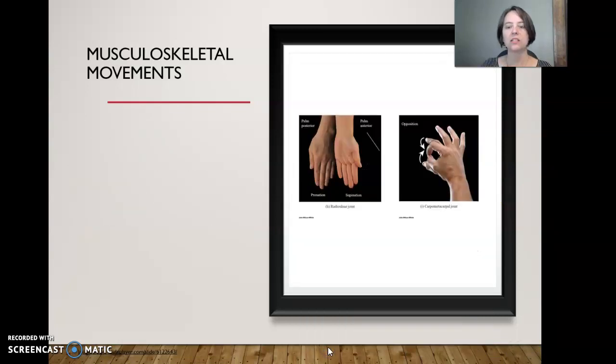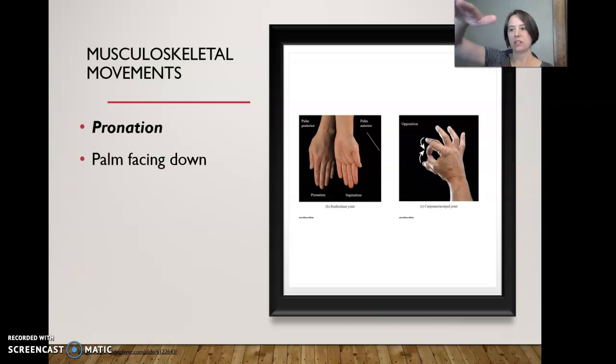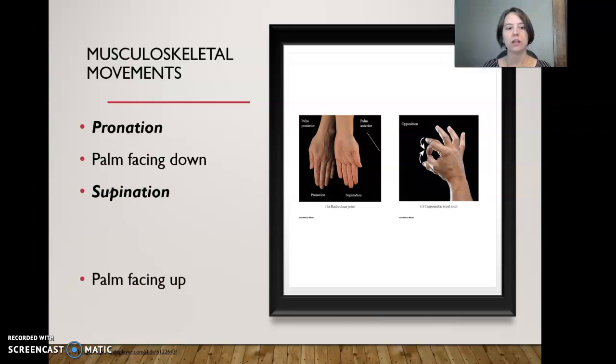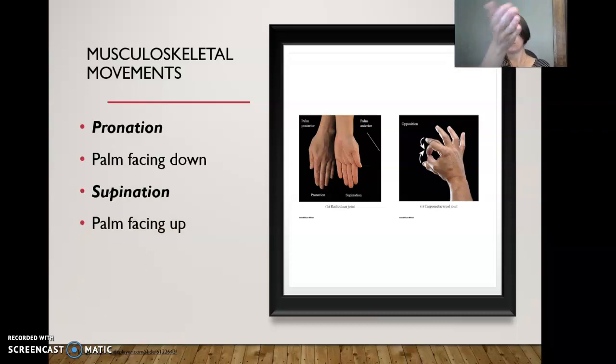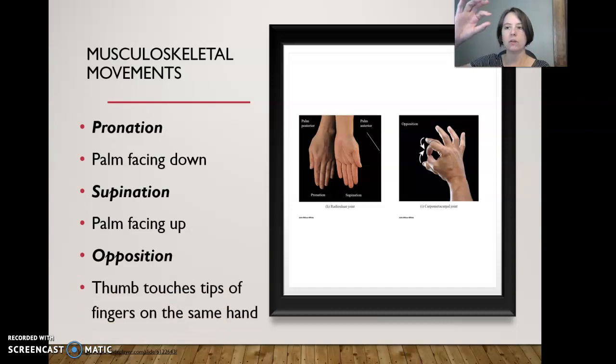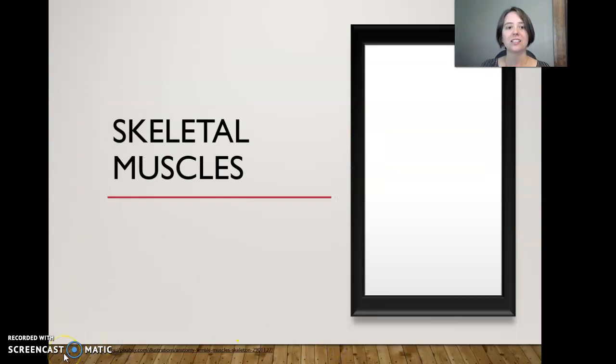And then there are some terms just for your forearms and wrists and your fingers. There's pronation with the palms facing down, so going from here to here, and supination, which is the palm facing up. So if you were to supinate and pronate. There's also opposition, where the thumb touches the tips of the fingers on the same hand. All right, let's dive into those muscles and see what those muscles can do.